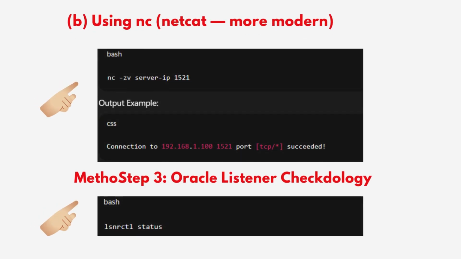A more modern tool is netcat. You can run nc -zv server-IP 1521. If you see a message like connection succeeded, then the client can reach the database port. If it fails, you already know the issue is not Oracle, but the network or firewall. Step 3. We also have to check the listener status directly on the database server. Run lsnrctl status. If the listener is running here but telnet or netcat fails from the client, it clearly means there's a firewall or hostname resolution issue.